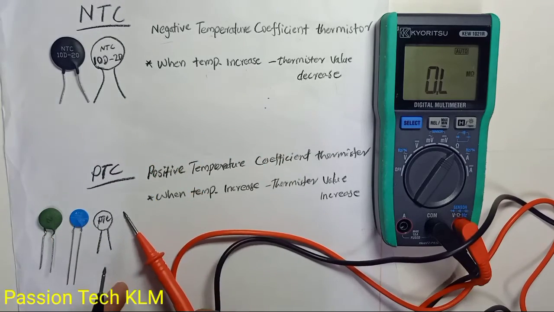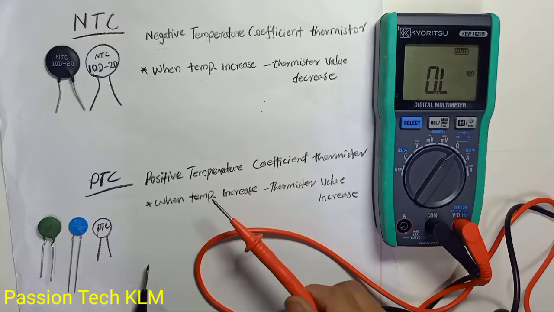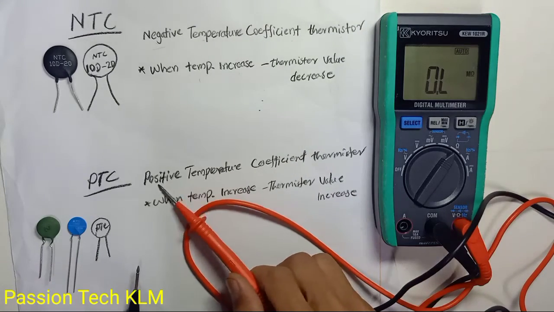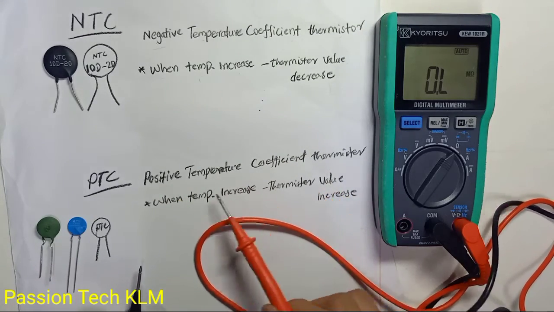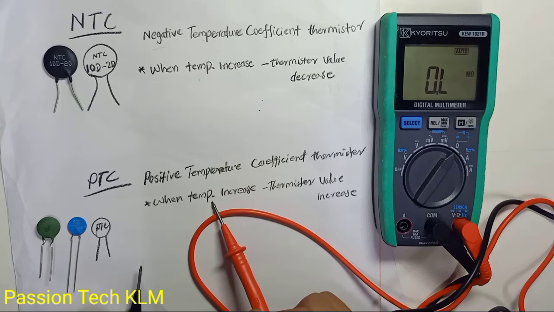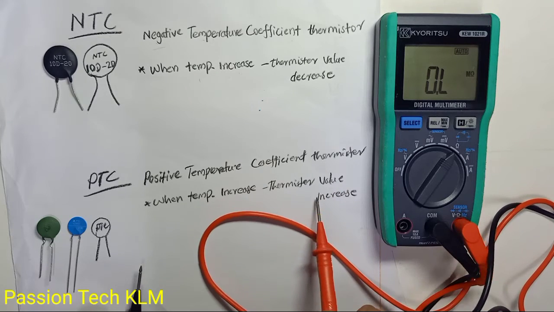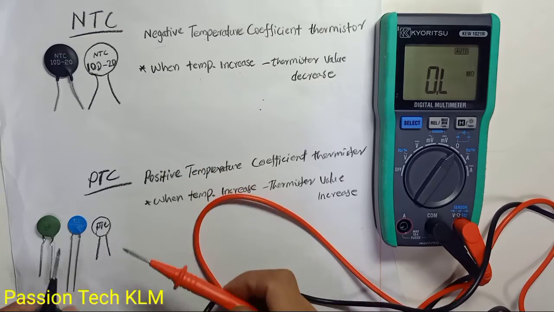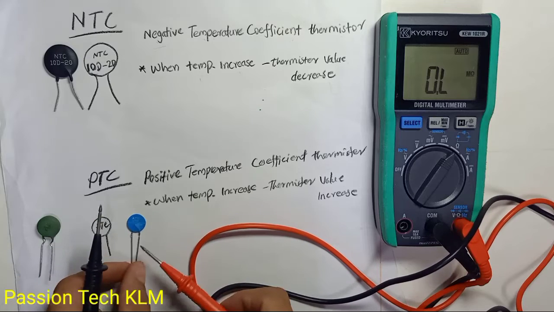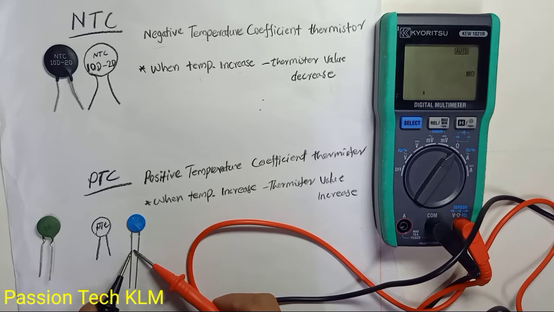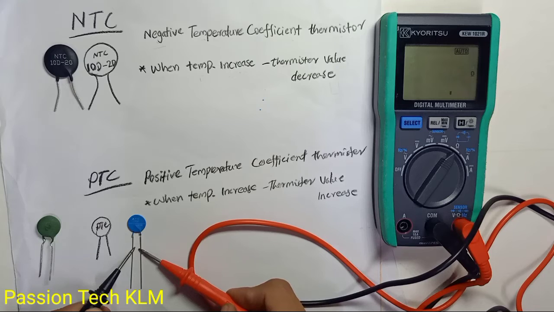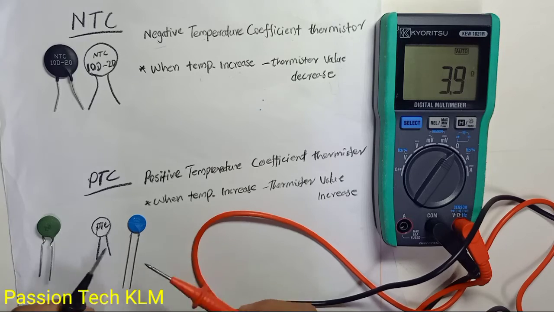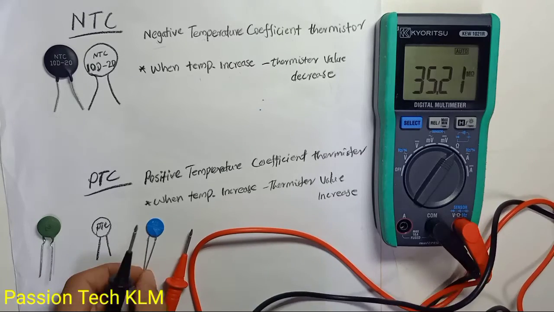And here we have PTC. PTC is just the opposite, positive temperature coefficient thermistor, which means when the temperature is increased, then the thermistor value will be increased. So this is the reverse from NTC. So I have here PTC. Now I have 3.9 ohm. So let's check with the heat.